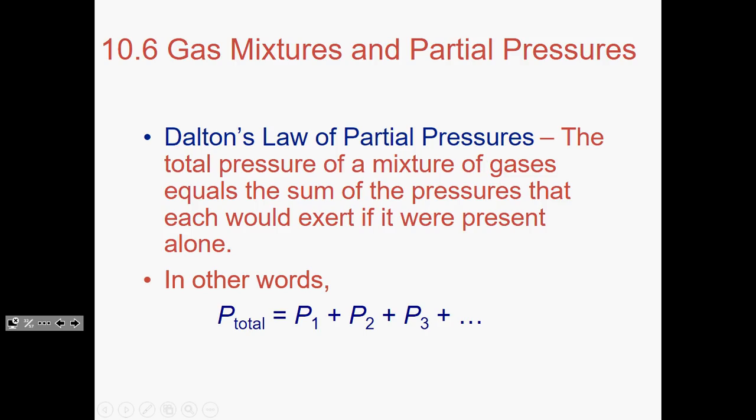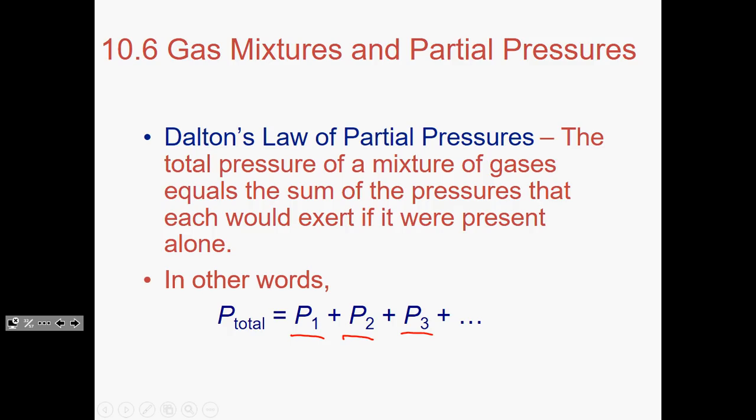The total pressure of a mixture of gases equals the sum of their individual pressures. So if we had 2 gases, P1 plus P2 would equal the P total. If we had three gases, it's P1 plus P2 plus P3. And remember, these represent the partial pressures: the partial pressure of gas 1, the partial pressure of gas 2, and the partial pressure of gas 3. And we call them partial pressures because they're part of a total when we have a mixture of gases.